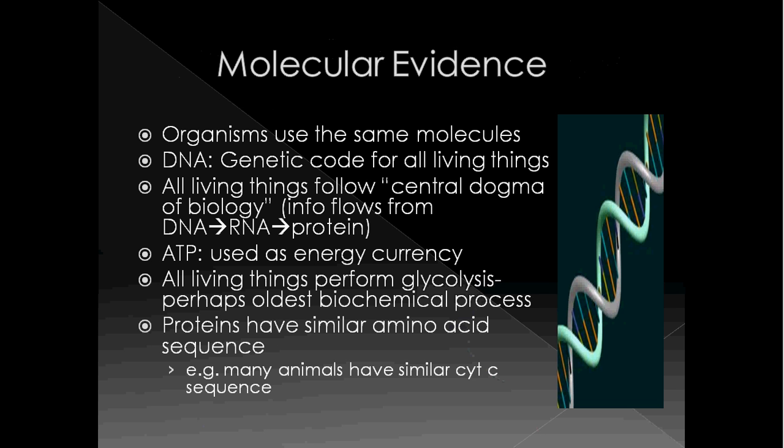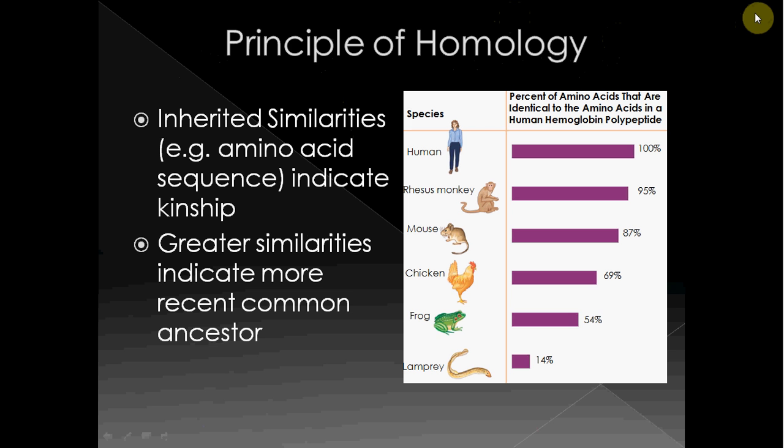Another type of evidence for evolution is molecular evidence, which is that organisms use the same molecules. DNA is the genetic code for all living things. All living things follow the central dogma of biology, which is that information flows from DNA to RNA to protein. ATP is used as the energy currency for all living things. All living things perform glycolysis, which is perhaps the oldest biochemical process, and proteins have similar amino acid sequences, which can be used to indicate kinship using the principle of homology.